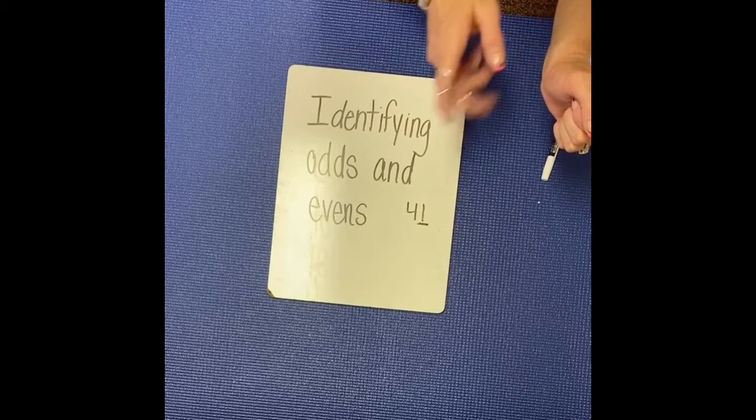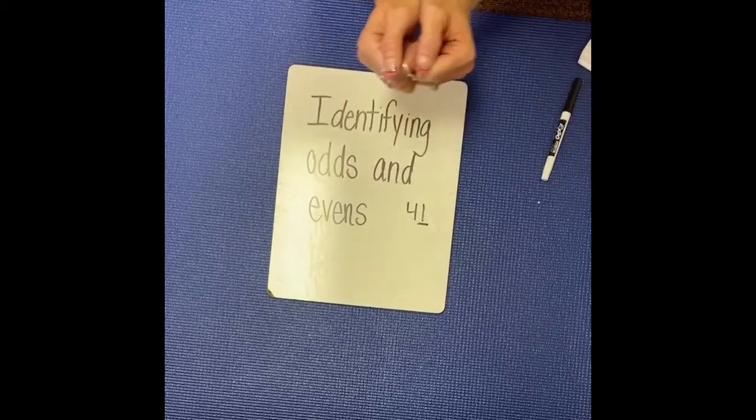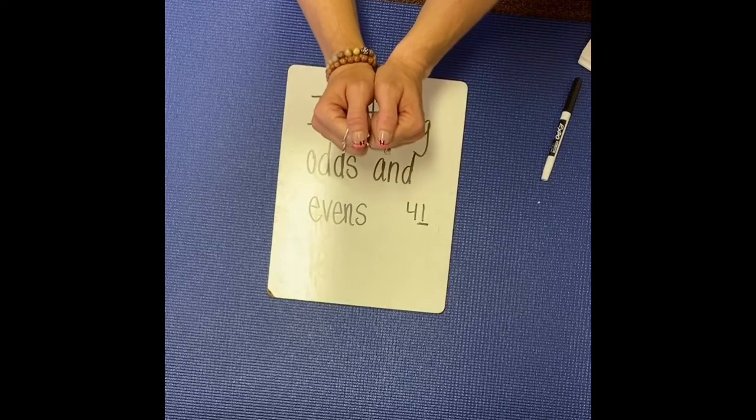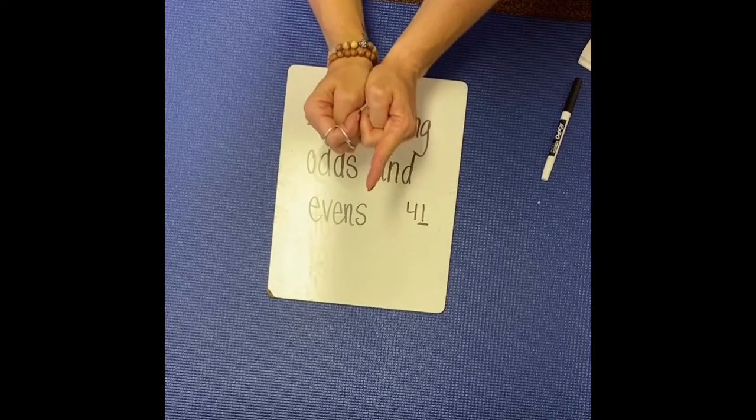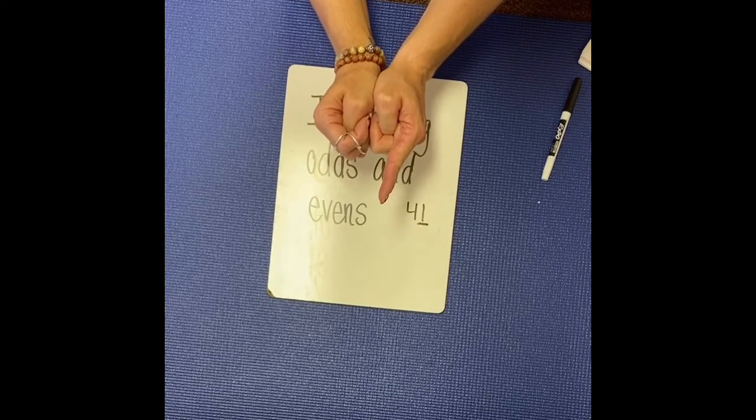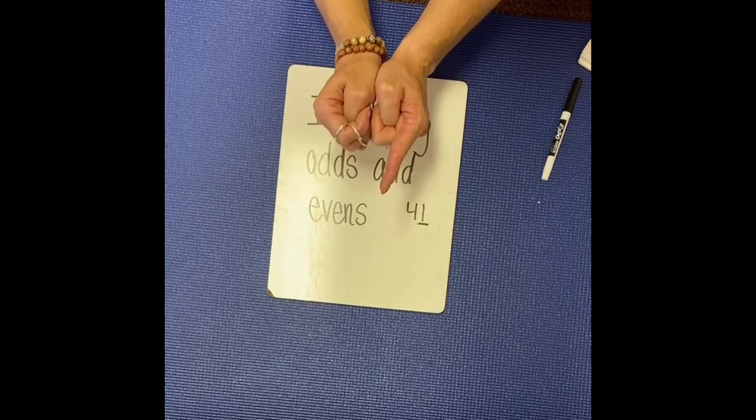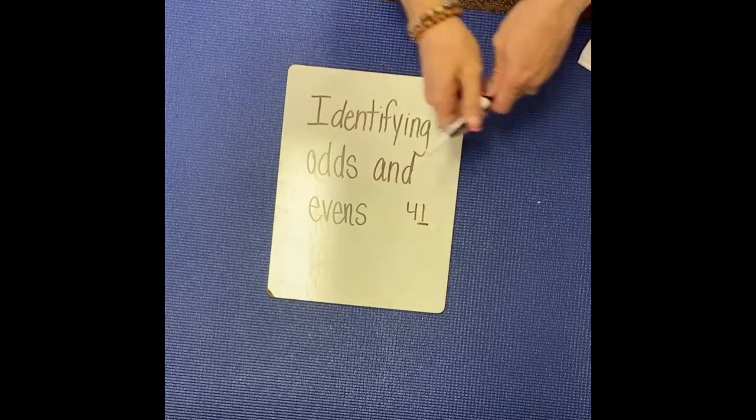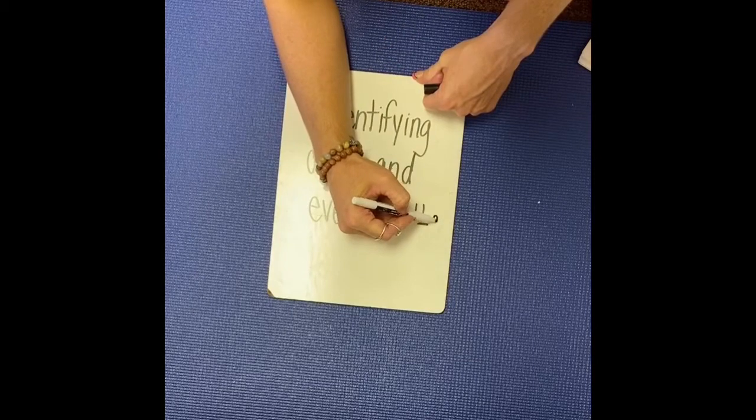So I'm going to use this strategy because I'm going to prove my answer to you. I believe, well, let's see, what is 41? So I have my hands together. I'm going to stick out my 1. 41 is odd because it is all by itself. So 41 is odd.